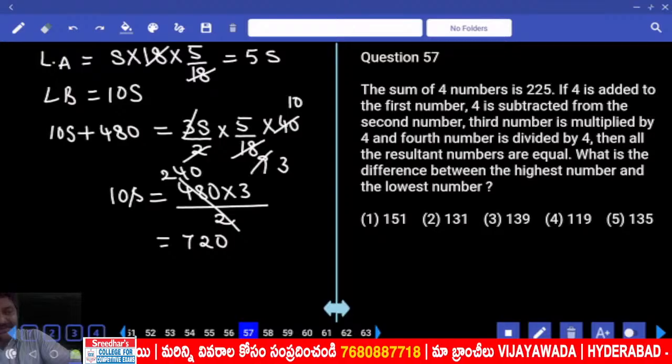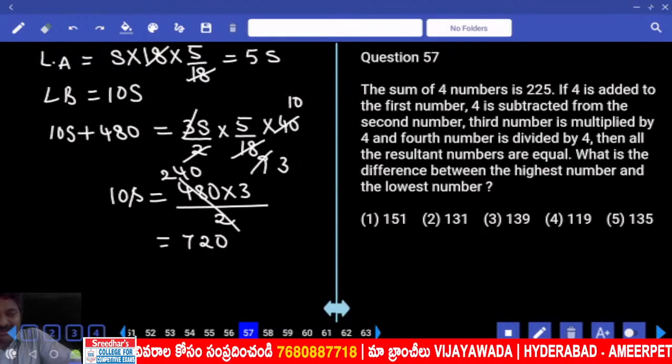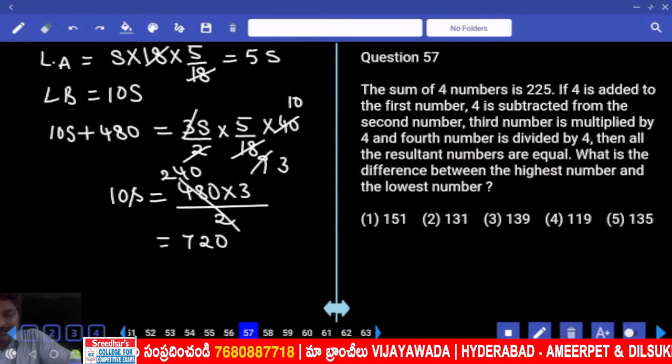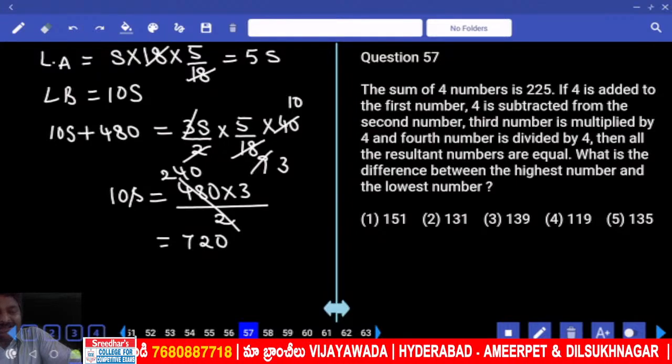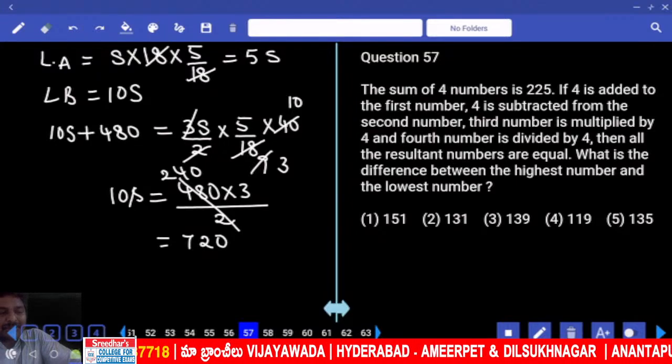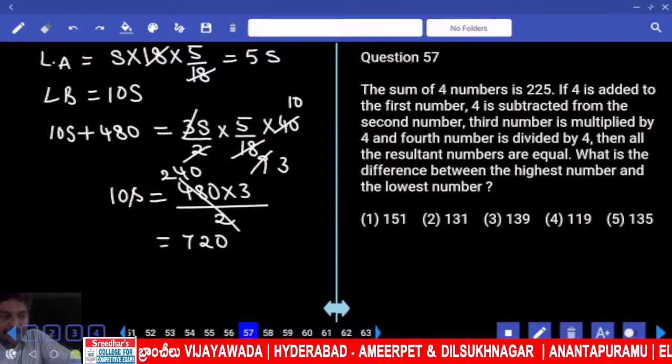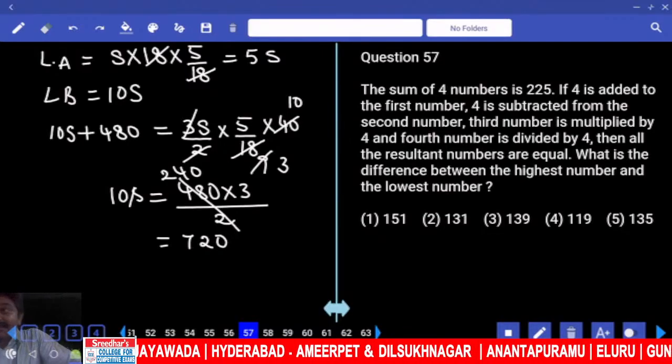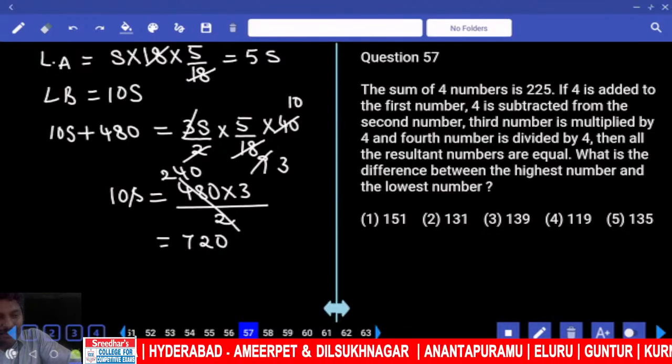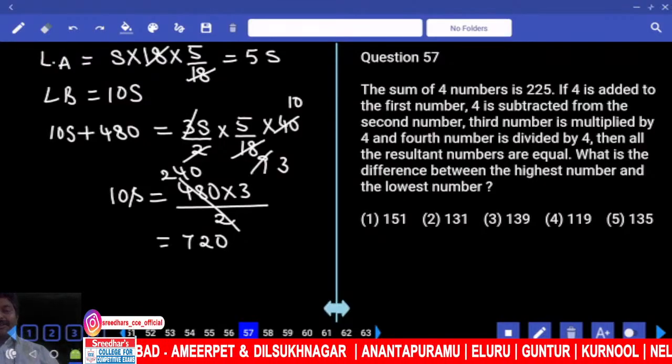The sum of 4 numbers is 225. If 4 is added to the first number, 4 is subtracted from the second number, third number is multiplied by 4, fourth number is divided by 4, then all the resultant numbers are equal. That is a major condition. What is the difference between highest number and the lowest number?